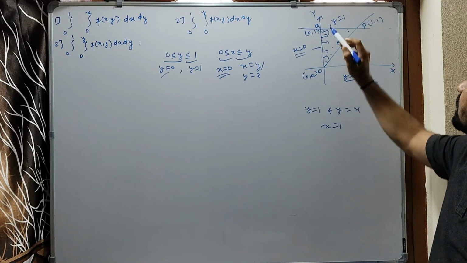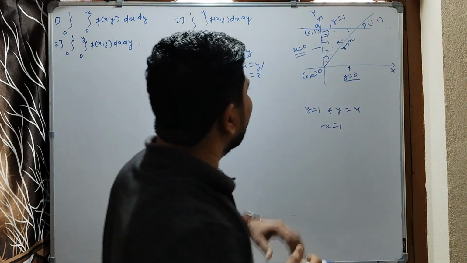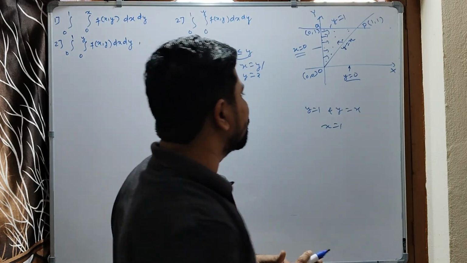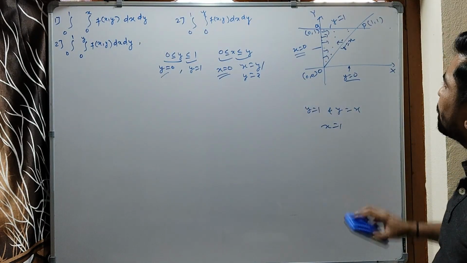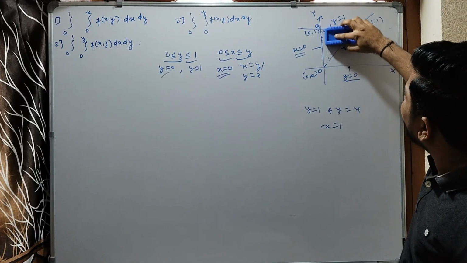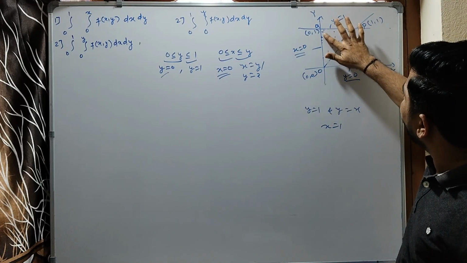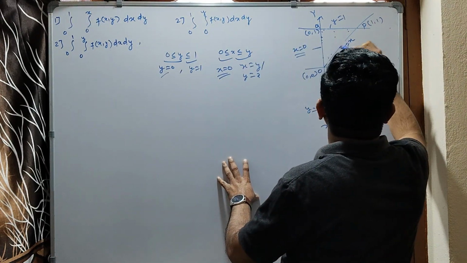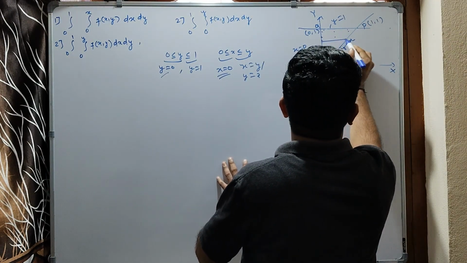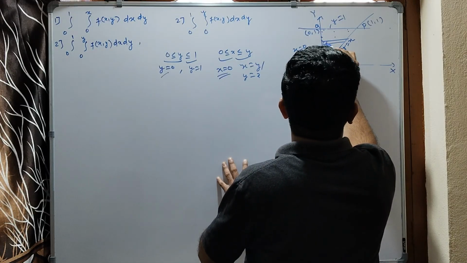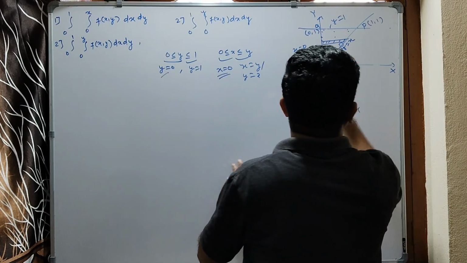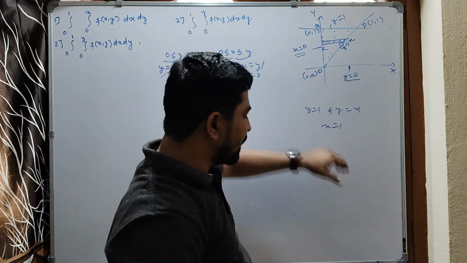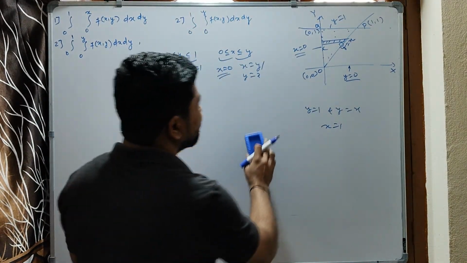I want to cover this region with the help of, as given in the question, integrating first with respect to dx and then dy. If we integrate first with respect to dx, of course we are using a horizontal strip which is parallel to the x axis. This is the line y equals x, and this is the strip CD, which is parallel to the x axis. Now I want to find the limits of x and the limits of y as given in the question.